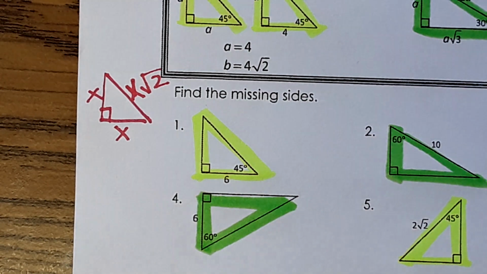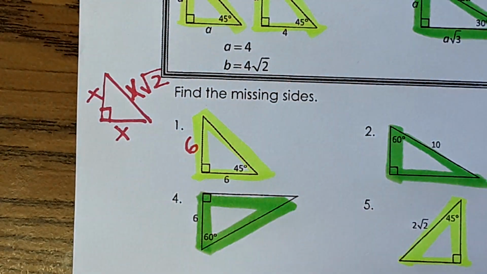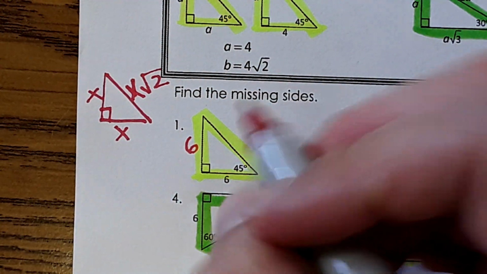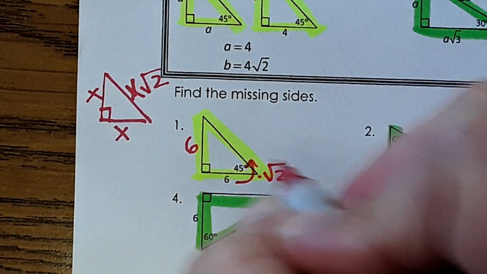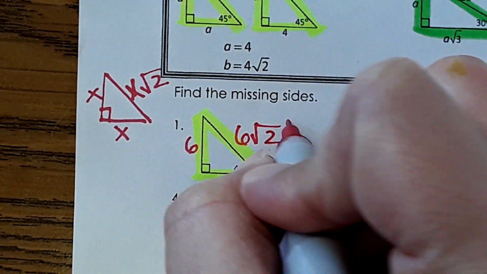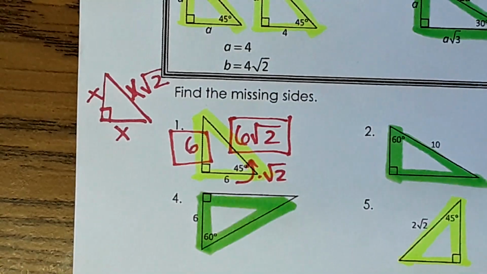Okay, so for number 1, they give us one of the legs, meaning that this leg over here is also 6. Then the hypotenuse, you'd multiply by square root of 2, so it becomes 6 square root of 2. And I'm boxing the answers so I can go back later and do the puzzle.